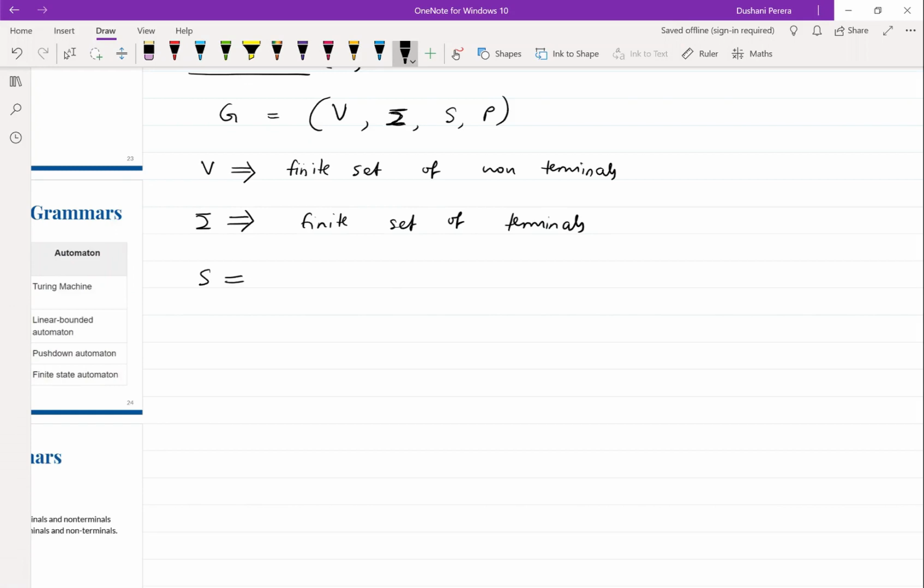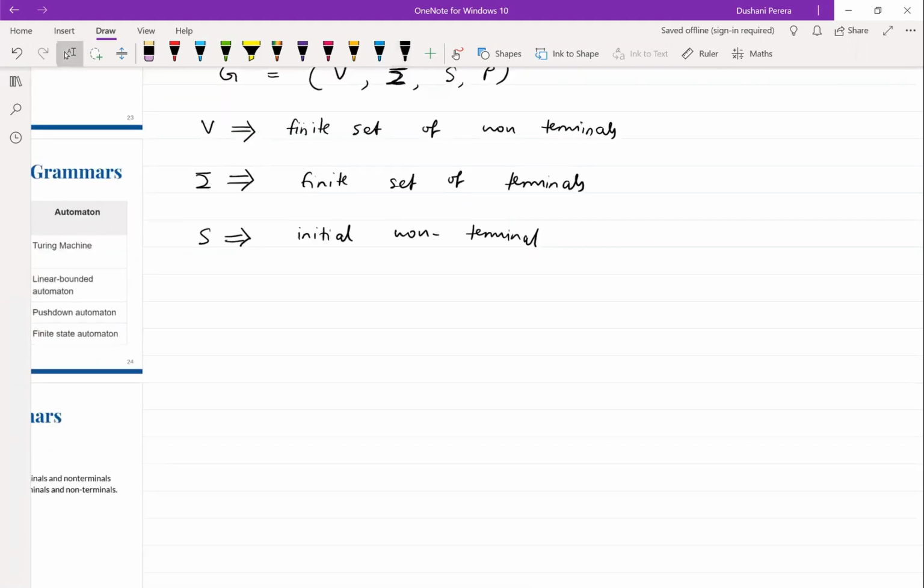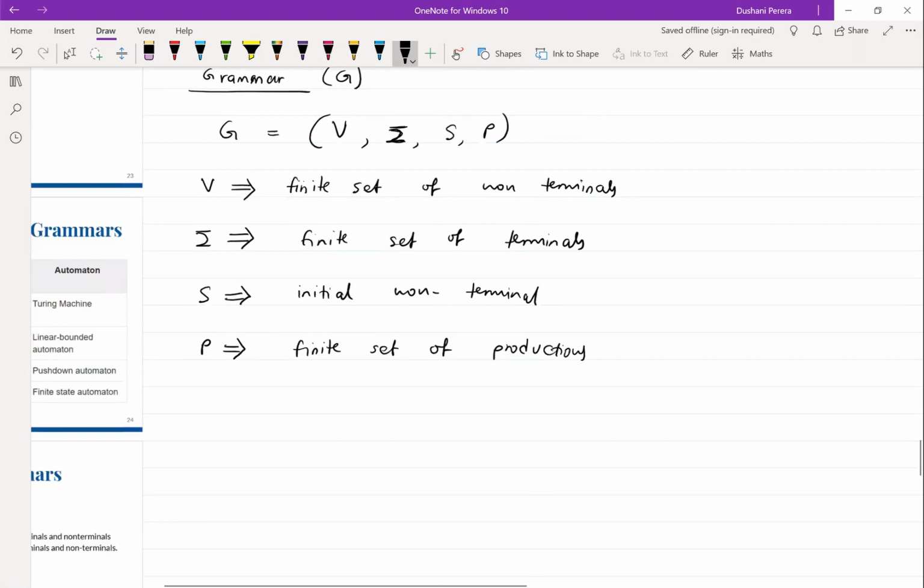Then we have an S, which denotes the initial non-terminal. Initial means where we begin. That's where we start from. Finally, P is the finite set of productions. Now let's go through these one by one.